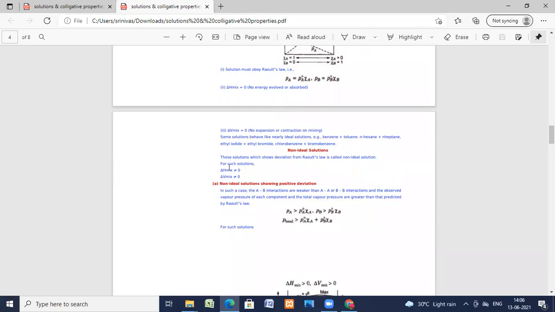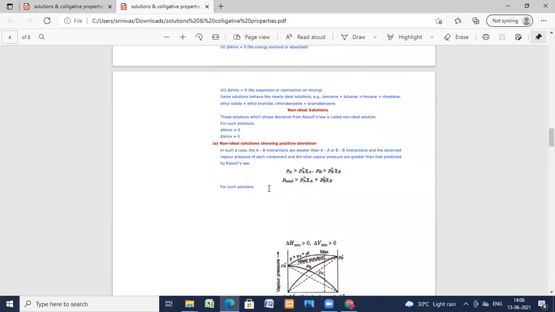The solutions which do not obey Raoult's law are non-ideal solutions. For these solutions, delta H of mixing is not equal to 0, and delta V of mixing is not equal to 0. The forces of attraction are also not the same before mixing and after mixing for solute and solvent molecules. Non-ideal solutions show positive deviations as well as negative deviations.